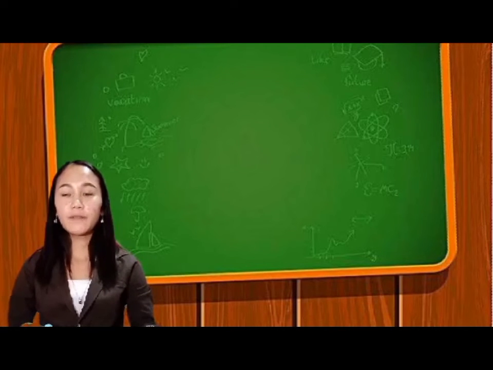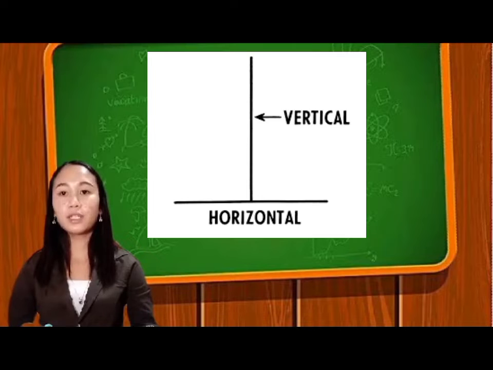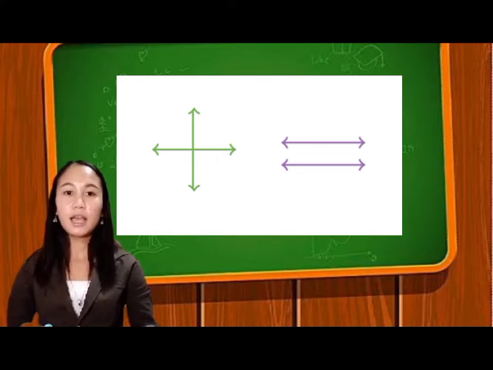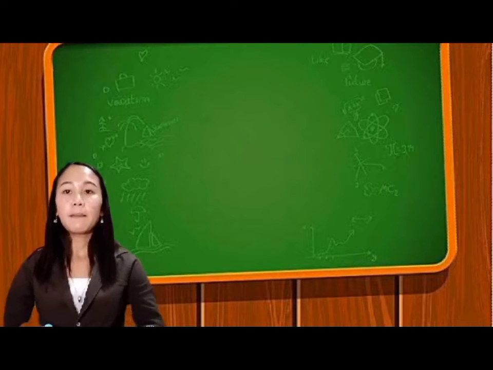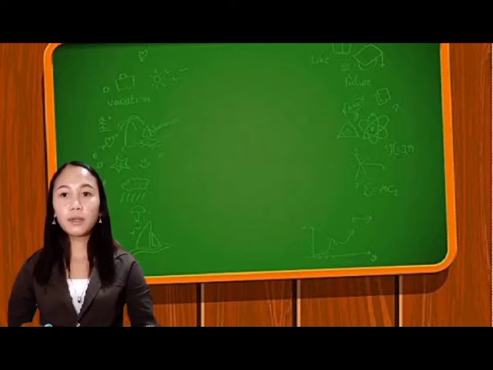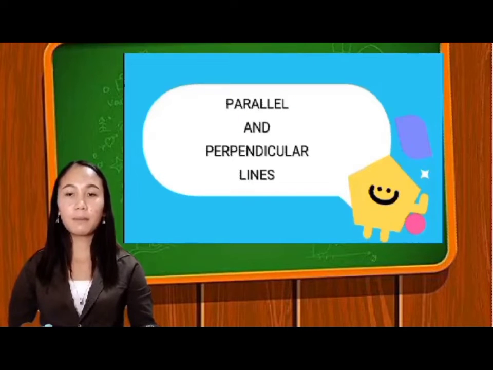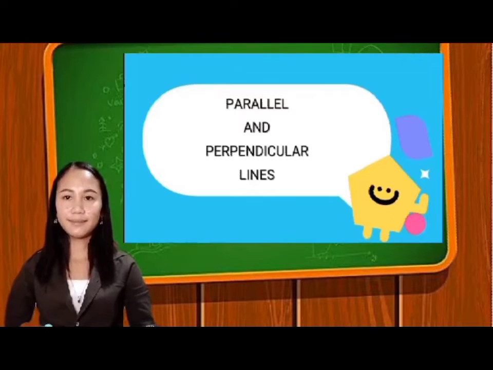In geometry, there are different types of lines such as horizontal and vertical lines, parallel and perpendicular lines. These lines play an important role in the constructing of different types of polygons. But now, the lines that we are going to tackle are the parallel lines and the perpendicular lines.